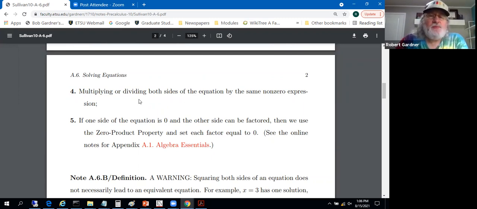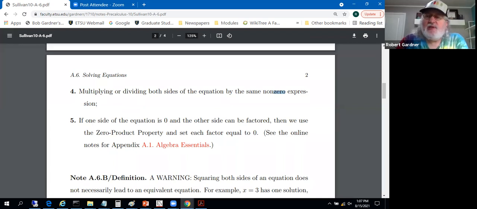Of course, you can't multiply both sides by 0, because that's going to produce the identity 0 equals 0. You lose information if you multiply by 0. And of course, you can't divide by 0. That's the one thing you'll never do, is division by 0.